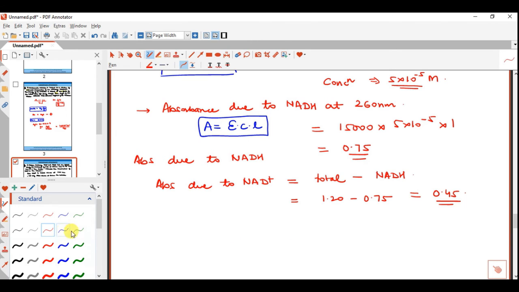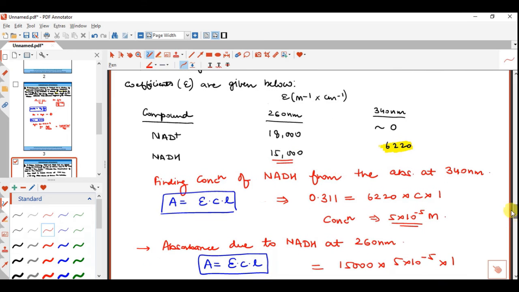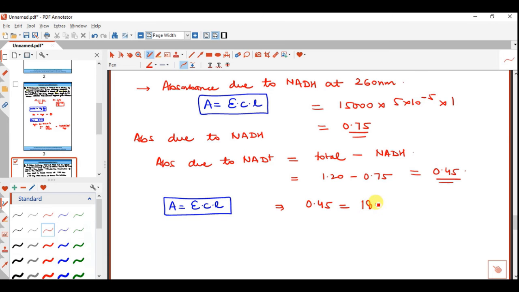Now again using the same formula, A is equal to epsilon into C into L. Now you are aware of the absorbance, that would be equal to 0.45. This would be equal to the extinction coefficient that has been given to you, that is 18,000, because NAD plus has an extinction coefficient of 18,000. So 18,000 into concentration, we do not know, this is being asked from us, into length, which is 1 centimeter. Now if you calculate the concentration, this would be equal to 2.5 into 10 to the power minus 5 molar.